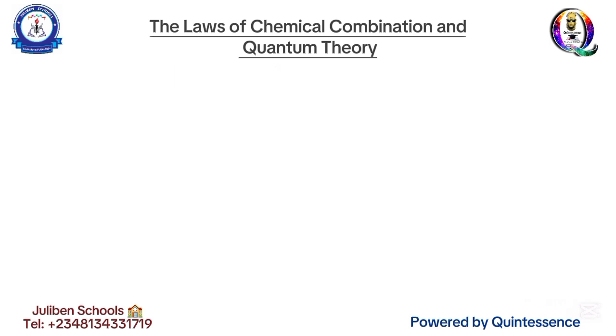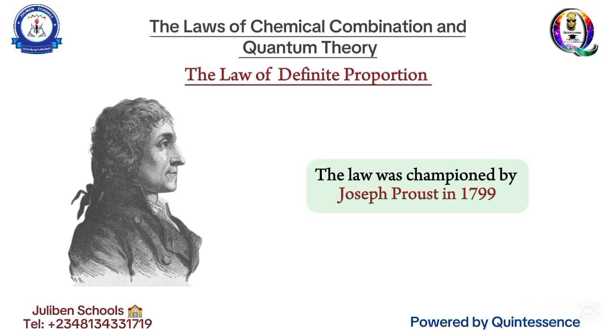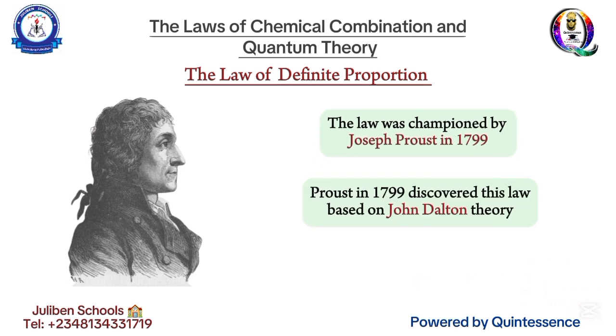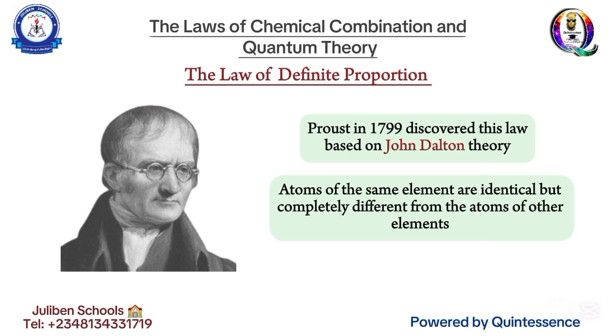Now that takes us to the second part, which is the law of definite proportion, also called the law of constant proportion. First and foremost, it is championed by Proust in 1799. Proust actually discovered this law based on John Dalton's theory, which states that atoms of the same element are identical but completely different from atoms of other elements.